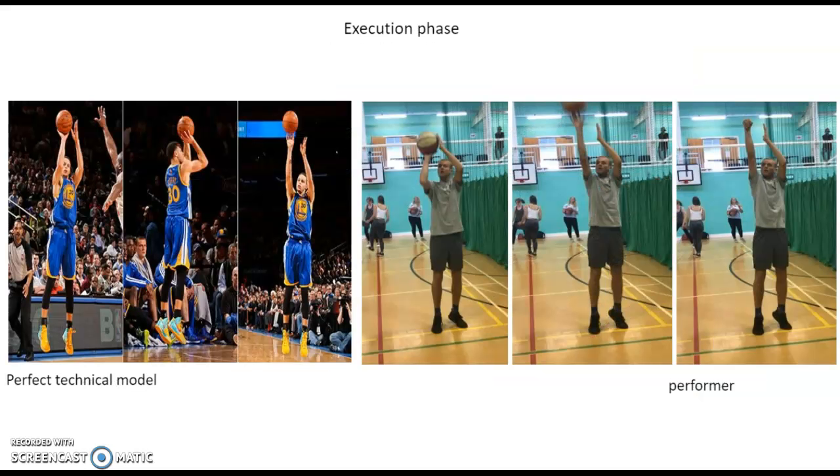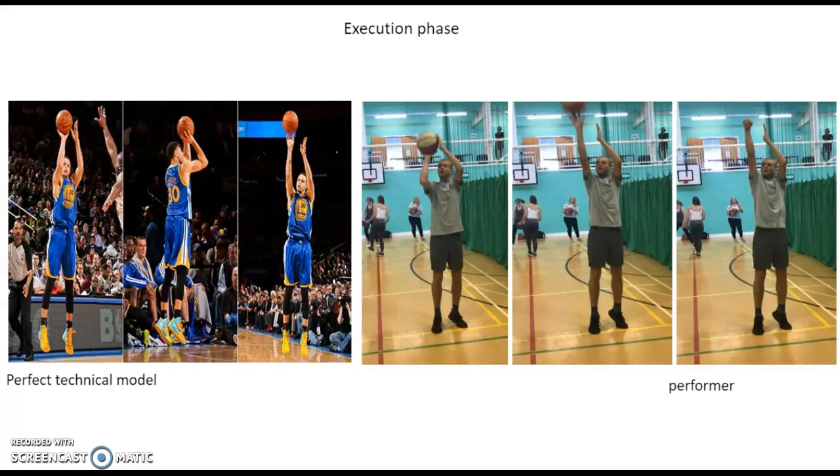For the execution phase, we can see that the perfect model involves good extension of the legs to provide power and to execute a vertical jump. The feet should be leaving the ground and landing on the same spot as the ball, on the balls of the feet in a bouncing action for a 2 count. The elbow should be at 90 degrees, pointing at the basket, the shooting hand under the ball, arms extended upwards, and the ball is released just before the maximum height of jump.